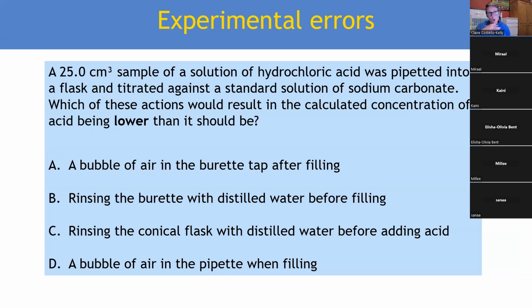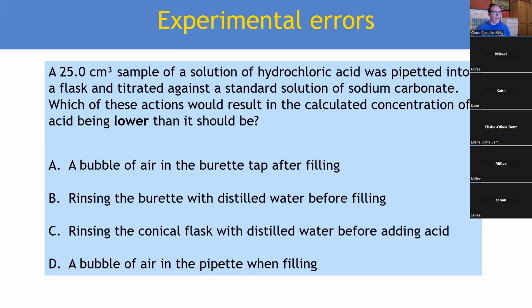But when it's an open question, like what effect will this error have, I get a lot of answers that are the results will be different, or the experiment won't be accurate. Those are totally worthless marks, okay? If a question says, what effect will this have on the experiment, they want to know, like, compared to what you're trying to work out. So in this case, I'm trying to work out a concentration of something. What will happen to that? Will it be bigger or smaller or have no effect?